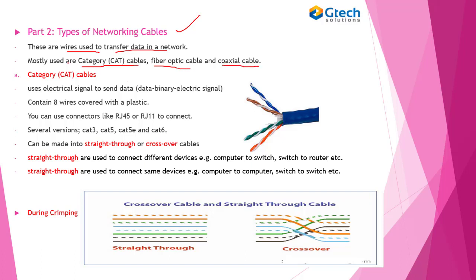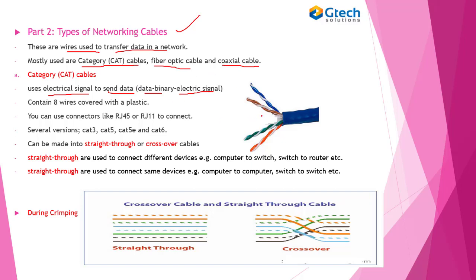So let's start with category cables or cat cables. Cat cables use electrical signals to send data. Data is first converted into binaries, which is zeros and ones that a computer can understand. Then the zeros and ones are converted to electrical signals to move through the wires. Okay, understand the conversion method.